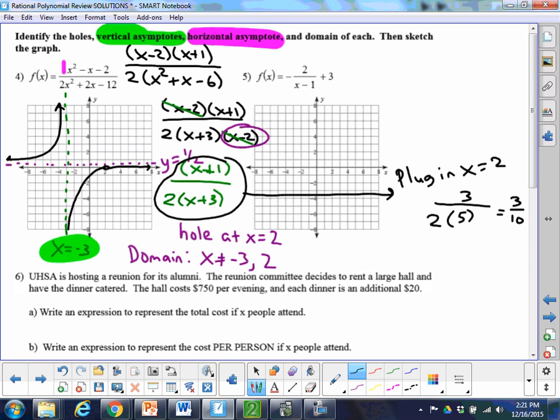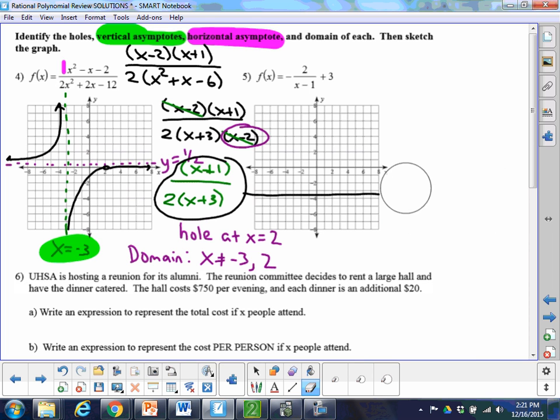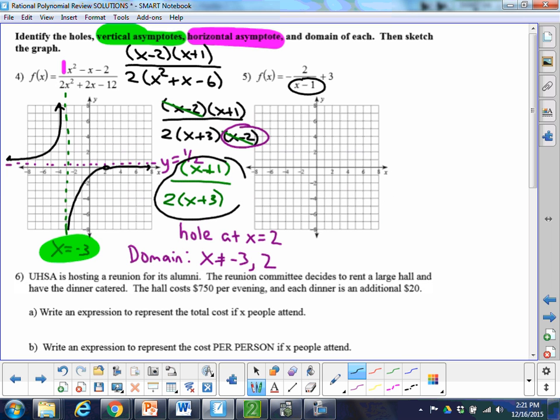Okay, number 5 then, gonna clear some space here. This one's a little simpler, I think, because there's not as much factoring to really mess with. So this one, just think about looking at your denominator. I know if x equaled 1, we'd have a problem. So that's going to be a vertical asymptote because there's nothing to cancel it out.